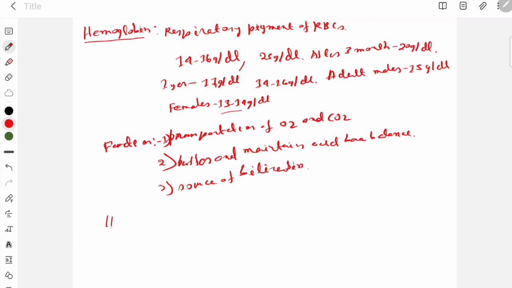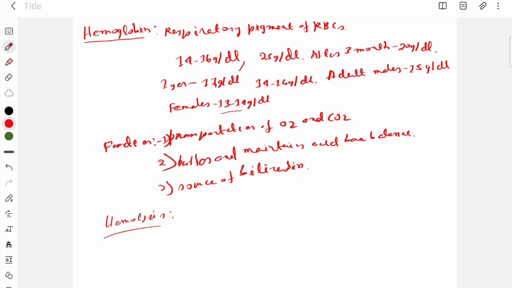Now, hemolysis is a condition where there is escape of hemoglobin from the RBC into the blood. This is caused by hypotonic conditions, such as if we place the RBC in a hypotonic solution, or due to certain drugs and toxins.